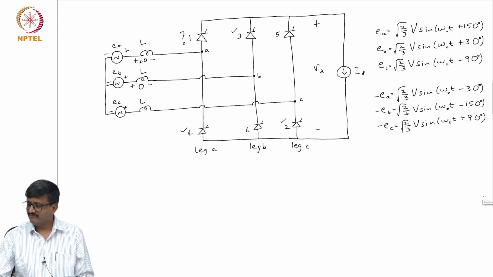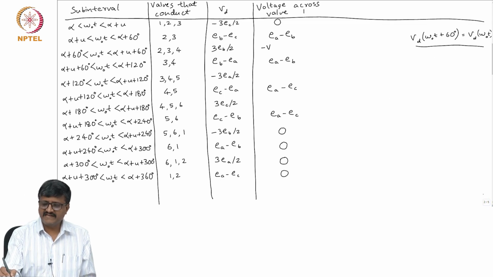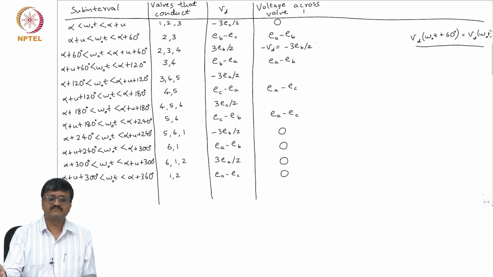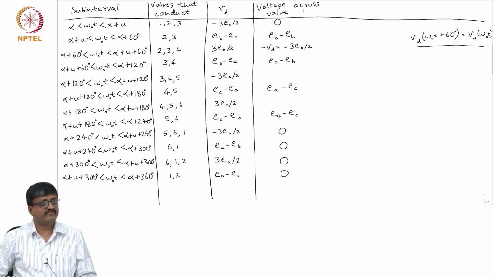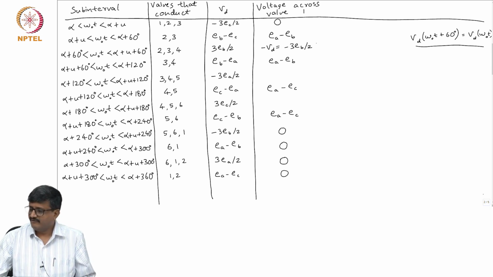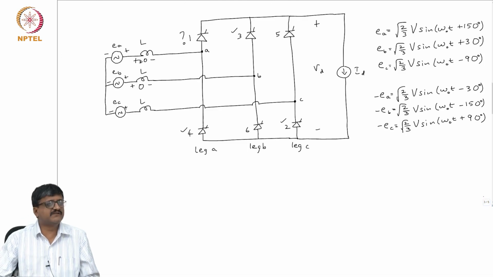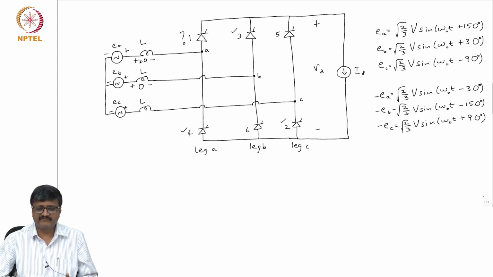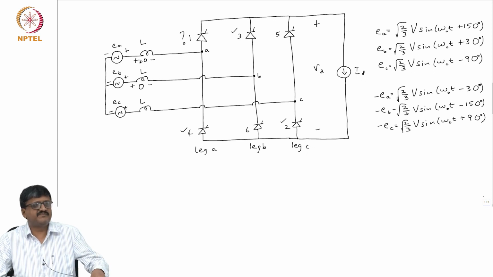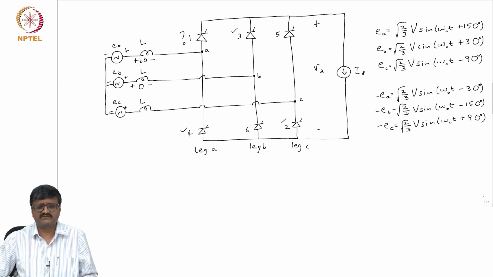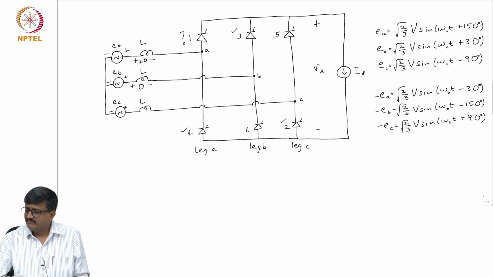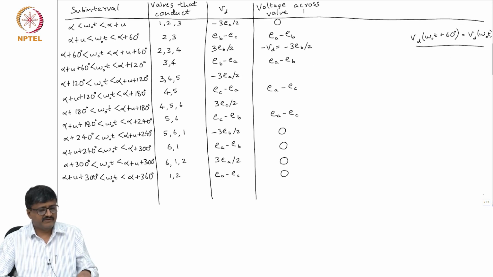Is that fine? So, I need not do any derivation. I can just say it is minus VD, which happens to be minus 3 EB by 2. So, if I want in terms of EA, EB, EC, it is minus 3 EB by 2. Is that okay? So, I need not do any further derivation. The result I am using is I am trying to express the voltage across valve 1 in terms of VD, that is all. So, when 4 is conducting, the voltage across valve 1 is minus VD. Okay. Now, let us go back to the table.